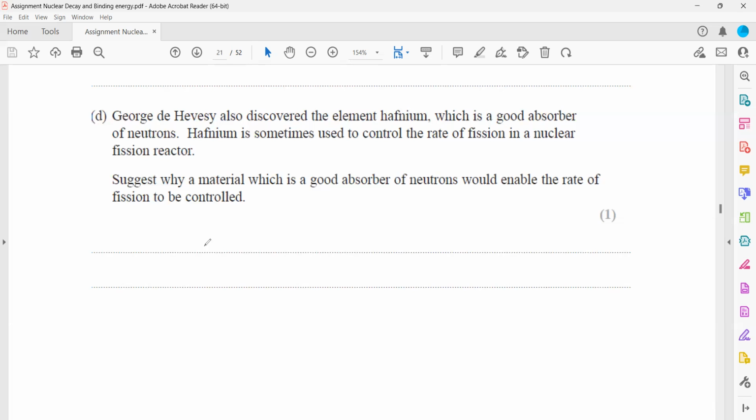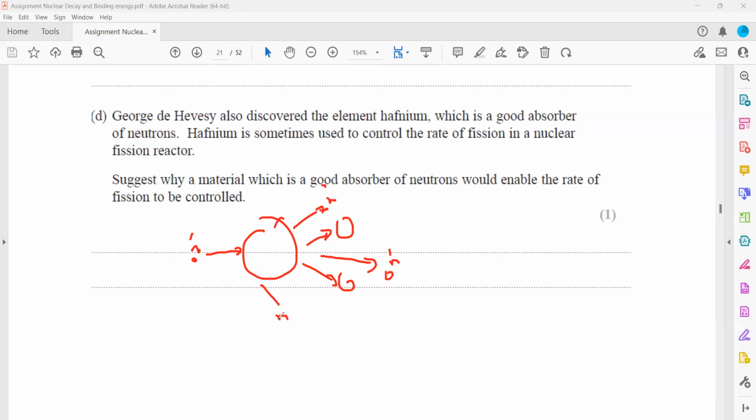As a result, what happened? Fission occurs when a neutron targets a heavy nucleus, it breaks down into daughter nuclei and as a result produces more neutrons. So if we want to stop this, what we can do, we can absorb the neutron. So it suggests why a material which is a good absorber of neutron would enable the rate of fission to be controlled. That material will absorb neutron, so it cannot undergo further fission reaction.